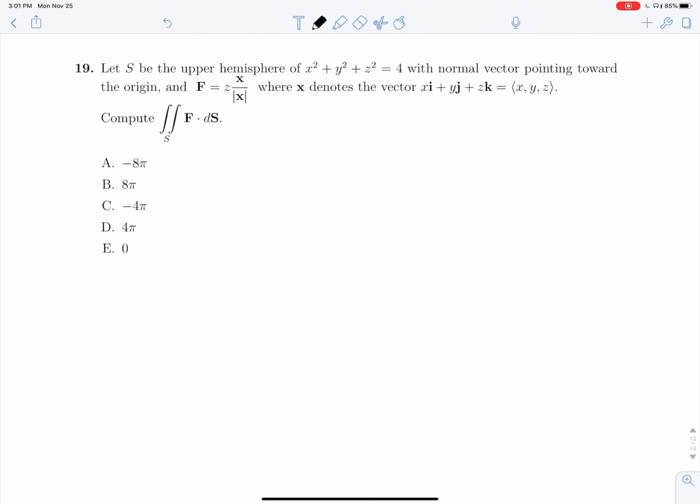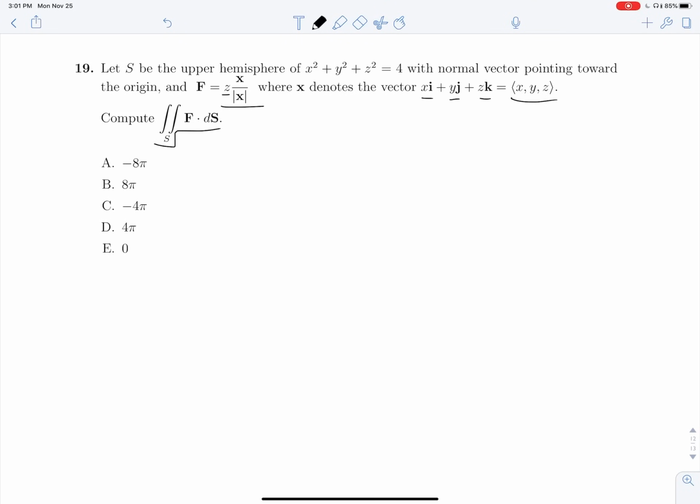Okay, this one's kind of a killer. So question 19, let S be the upper hemisphere, x squared plus y squared plus z squared equals 4, with the normal vector pointing towards the origin, and F is z times the radial vector field x over magnitude of x, where x is (x, y, z), which is, they're just putting it in another form for us. And we are looking for the flux integral here. Okay, so this is a daunting one.